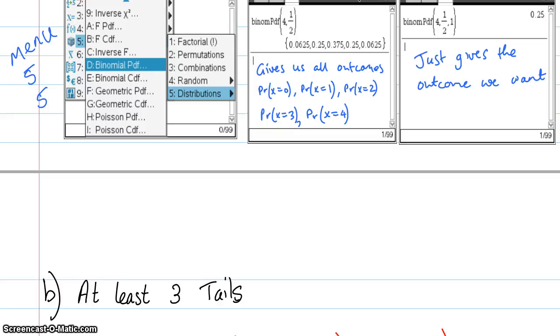G'day and welcome to the third video for the binomial distribution. This one I'll show you the difference between BinomialPDF and BinomialCDF, or I guess I'll explore that a little bit now.